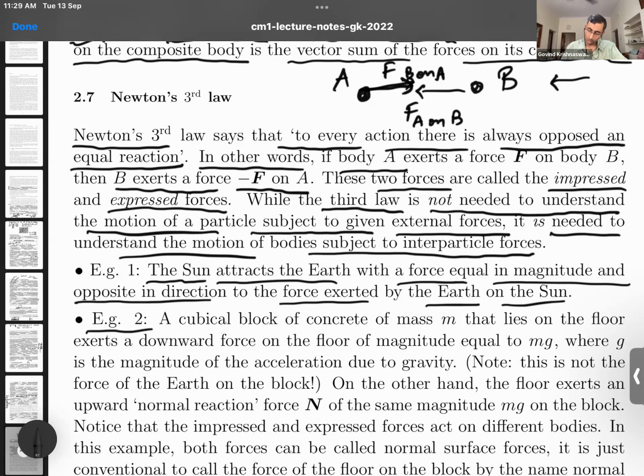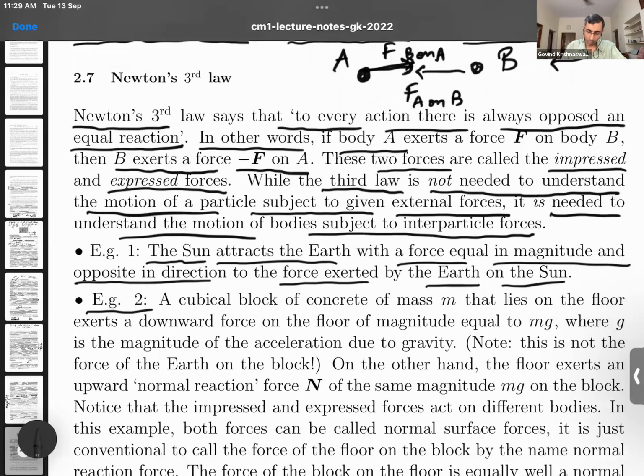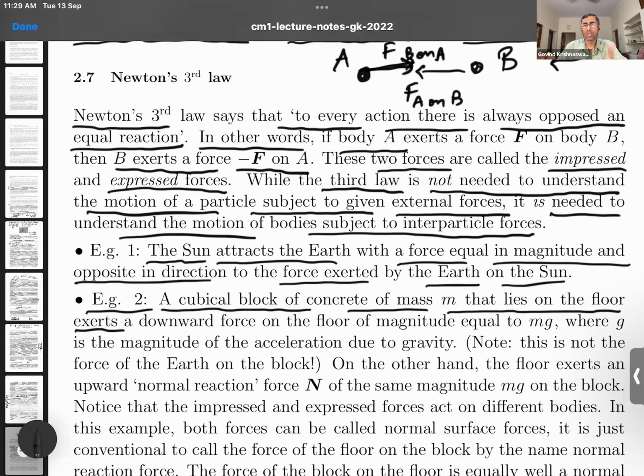Another example, of a slightly different sort: suppose you have a cubical block of concrete of mass M that lies on the floor. So your system is the concrete and the floor. If you were to keep your hand underneath the concrete, you would feel a force that the concrete block exerts on your hand. The concrete block exerts a downward force on the floor. It has a magnitude of mass times acceleration due to gravity, mg. The value doesn't matter too much here, but the point is that it does exert a force.